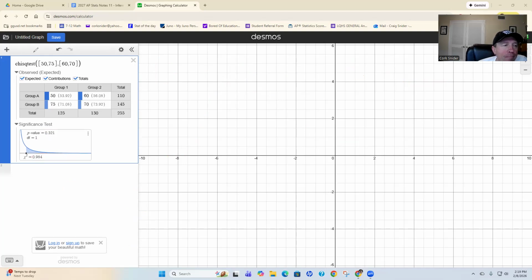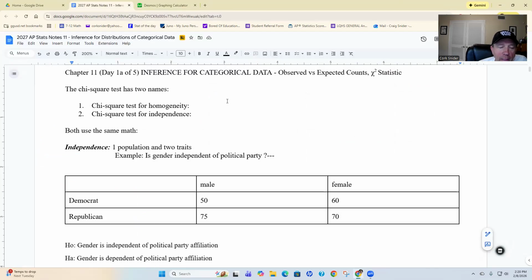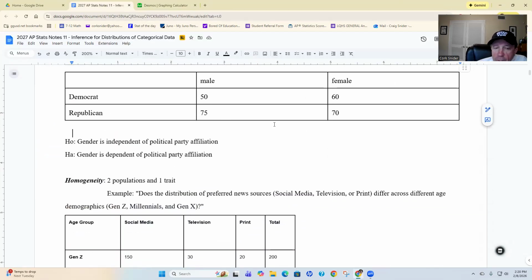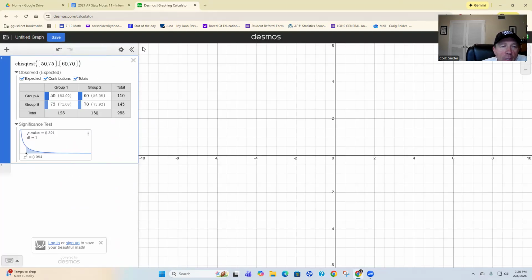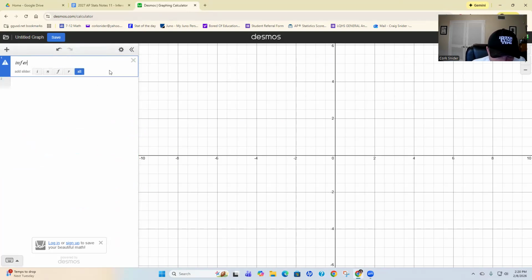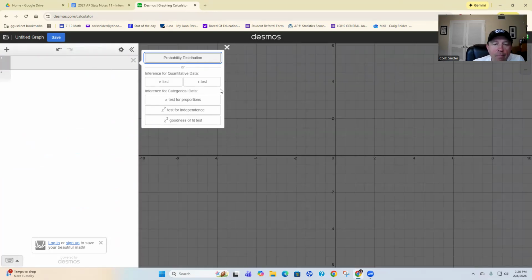Okay. All right. So let me go back to this. All right. So we're not going to do this other one so detailed. This is a test for homogeneity. Again, Desmos calls them all chi-square. Let me type it again. Inference. Remember, we've done two types of t-test, well, actually three. We've done a t-test, a paired t-test, which is just a regular t-test, and we did a two-sample t-test. And then we've done two types of z-tests for proportions, one for a single proportion and one for two proportions.